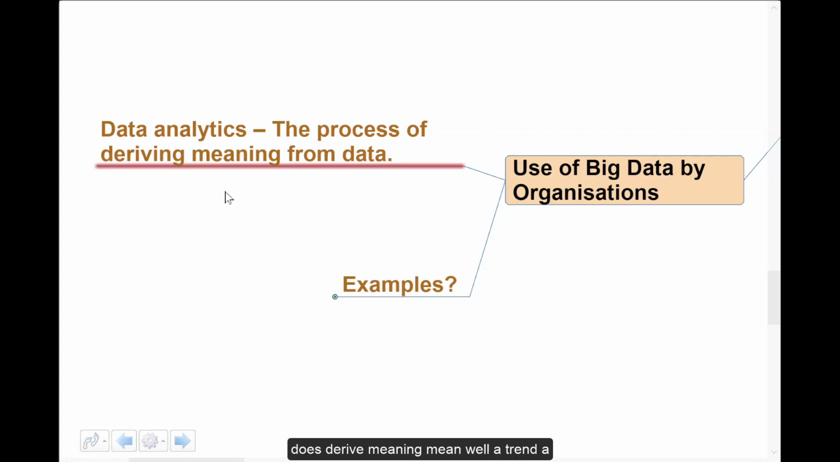What does derive meaning mean? Well, a trend, a pattern. A supermarket will look at purchase patterns for customers, perhaps leading up to the Christmas period, and see what is bought early, what's bought in the middle of December, and possibly even what's bought after the Christmas period. That's about trends and patterns, and indeed, competitive advantage for supermarkets.